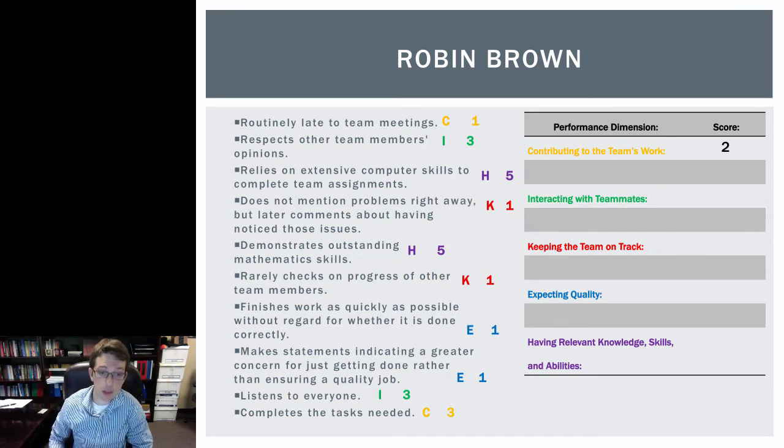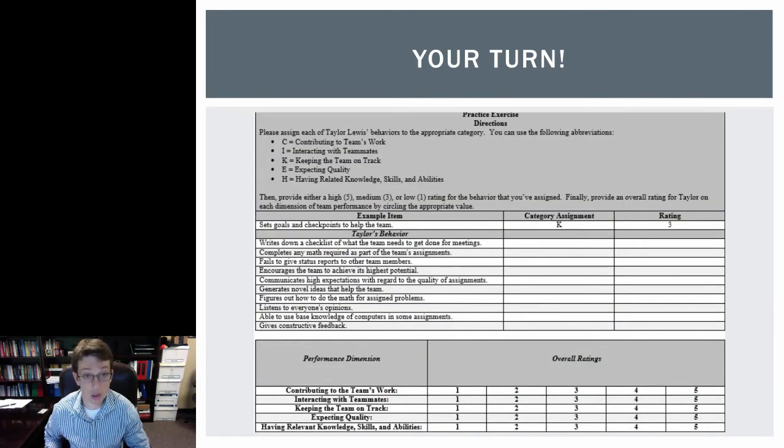And then for the next dimension, interacting with teammates, because both behaviors were rated as a 3, this overall score for interacting with teammates will be rated as a 3. For keeping the team on track, it would be a score of 1. Expecting quality would again be a score of 1. Then having relevant knowledge, skills, and abilities, this would be a score of 5. Okay. So keep in mind, when we are evaluating specific behaviors, we're only considering whether they are high, medium, or low levels of performance. So we only give specific behaviors scores of 1, 3, or 5. When we provide ratings for one of the 5 dimensions, that is, those broader categories, we can certainly combine different levels of performance to get scores of 2 and 4.